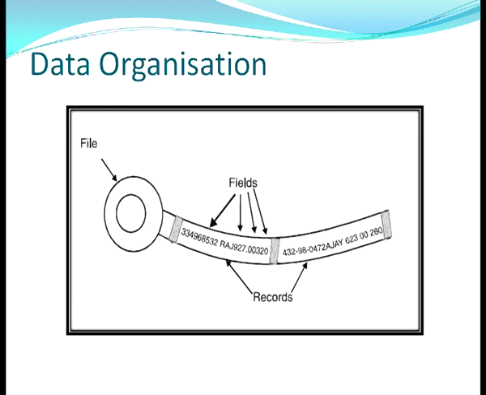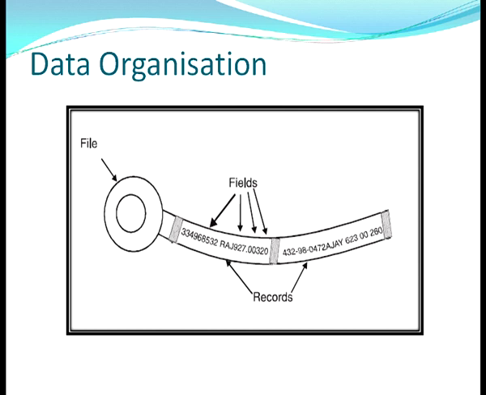So in this particular diagram, you can see that a file is shown. Inside the file, you have records. Inside the records, you have various fields. You can see with the arrow there. And each field consists of a single data item.